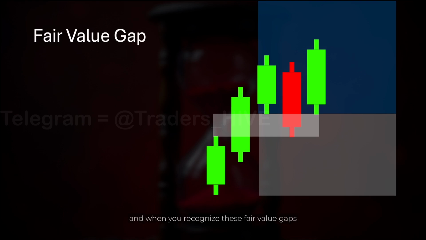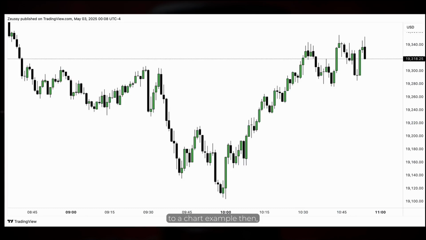And when you recognize these fair value gaps and you become good at recognizing A to B, you will see that the retracement into a fair value gap will set up the next expansion into your anticipated direction. When we pay attention to a chart example then, what I would like you to do is pause this lecture for a moment, and try and break down why the market expanded higher the way that it did. Now, if you want to look for entry patterns on the left side of the curve, meaning through this down move, you can also do so.